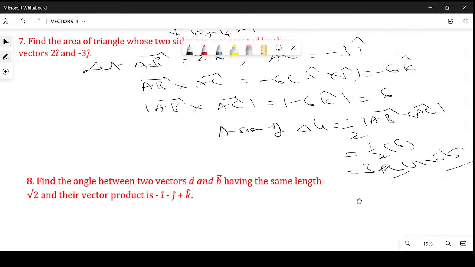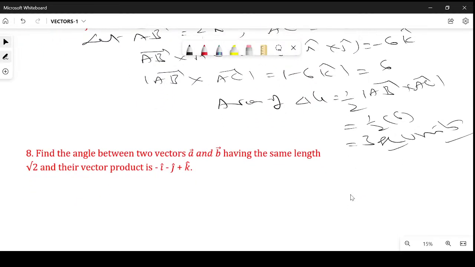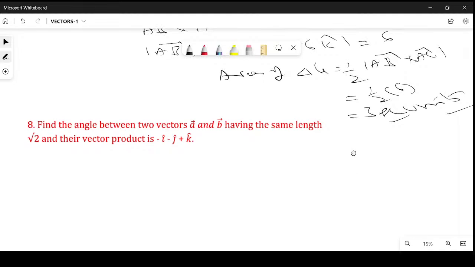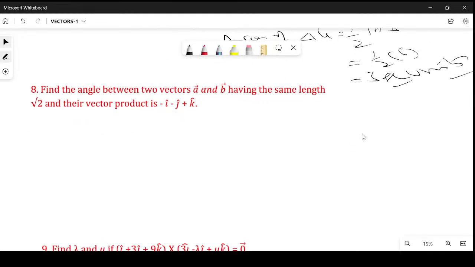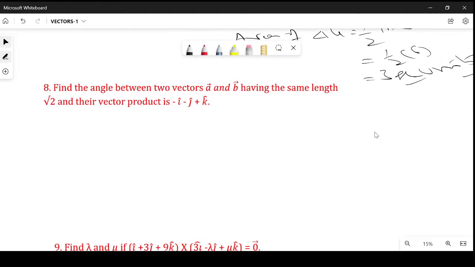Next, see the 8th one. Find the angle between two vectors A bar and B bar having the same length root 2 and their vector product is given. So they are given the same length, mod A bar equals mod B bar equals root 2. And their vector product is given: A bar dot B bar is equal to minus i cap minus j cap plus k cap.